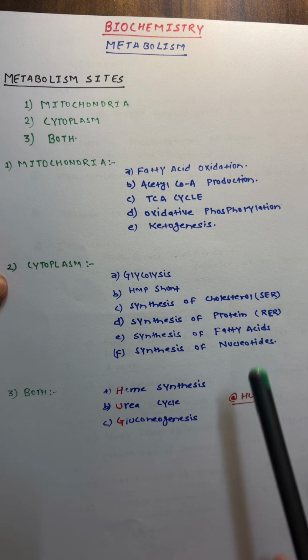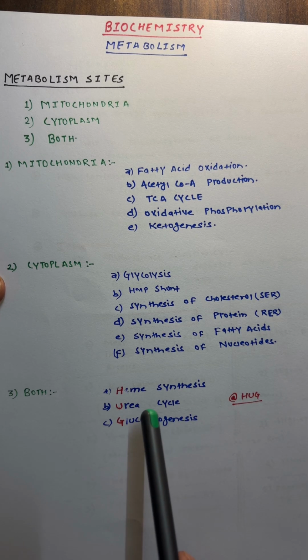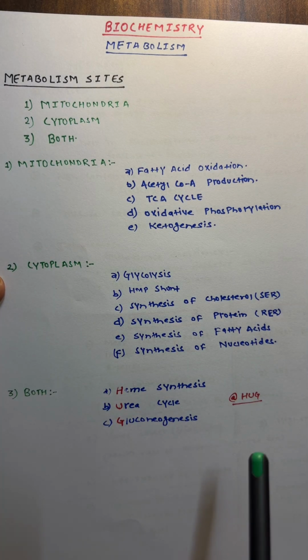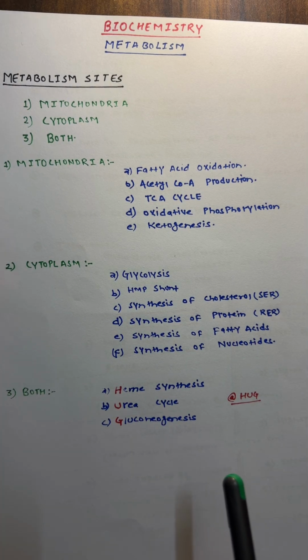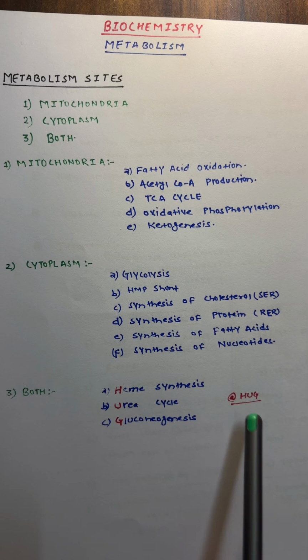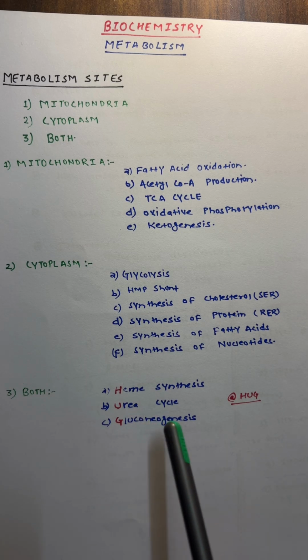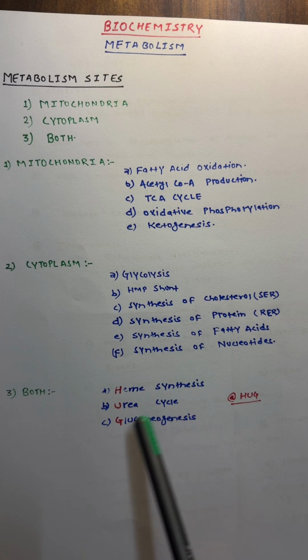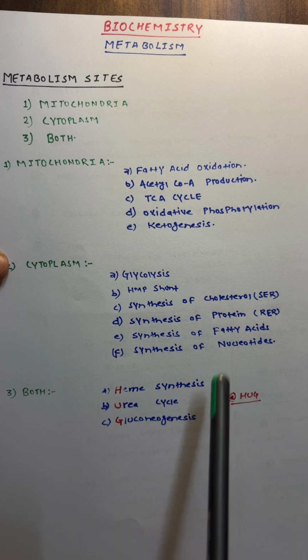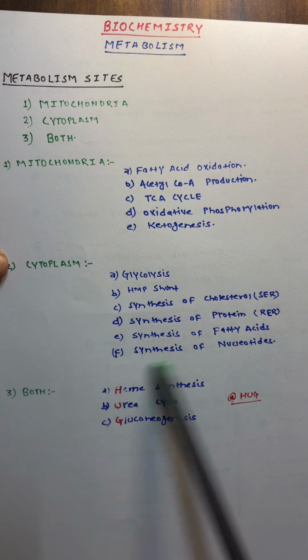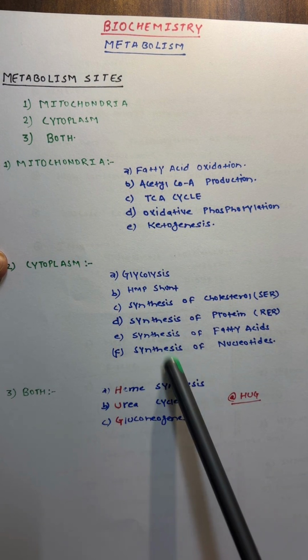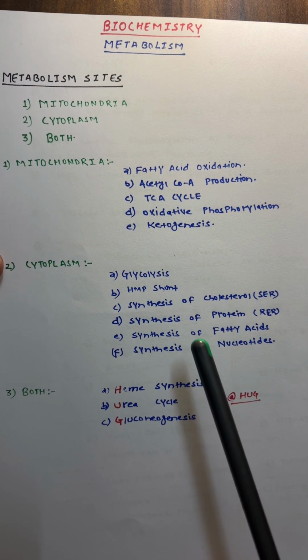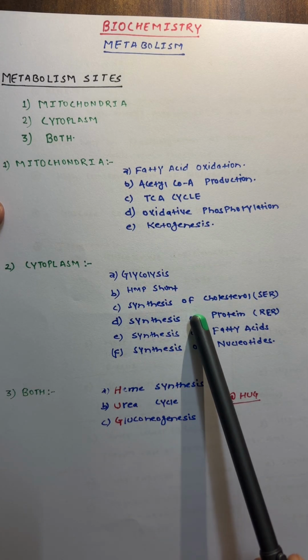Now some cycles happen in both mitochondria and cytoplasm. To remember this, just think of the word HUG. H stands for heme synthesis, U stands for urea cycle, and G stands for gluconeogenesis. Many MCQs are asked from this part, so this is very important. Please mug up which cycle is occurring where.